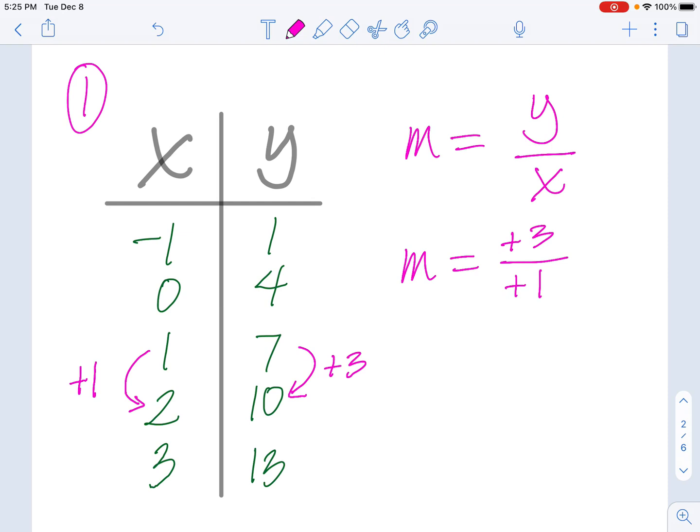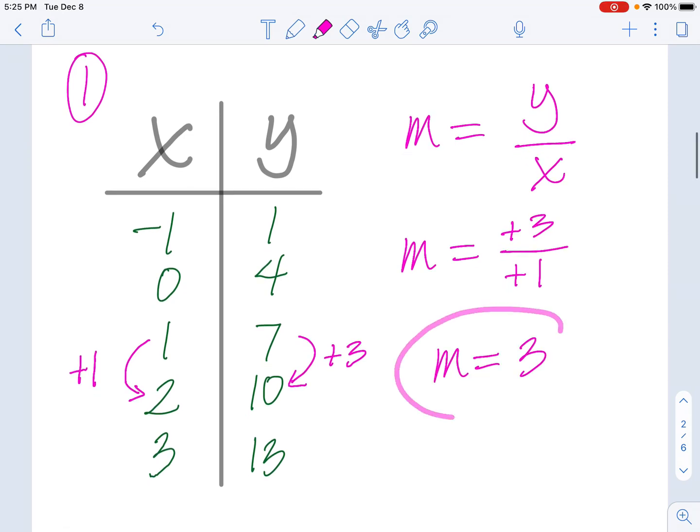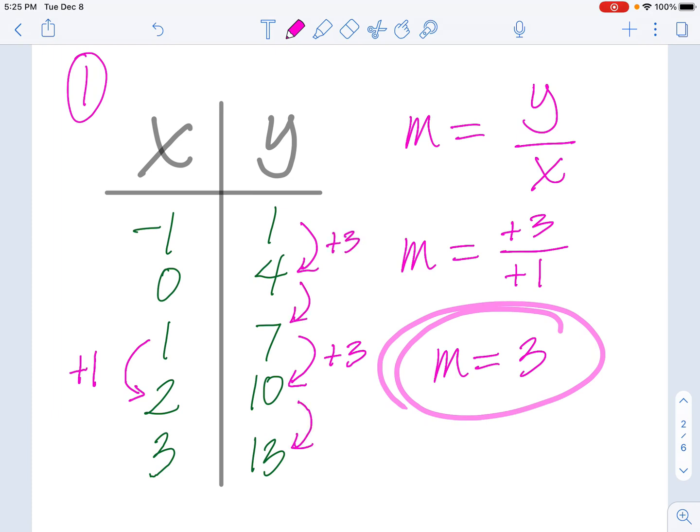Well, we don't normally write slope that way. We actually simplify the fraction. So plus 3 over plus 1 simplifies to a slope of 3. And indeed, that is our slope, a slope of 3. And you can see every time we go up the y, it's plus 3, plus 3, plus 3, because every time x increases, it's plus 1, plus 1, plus 1. So that's a pretty simple one because these are basic numbers.